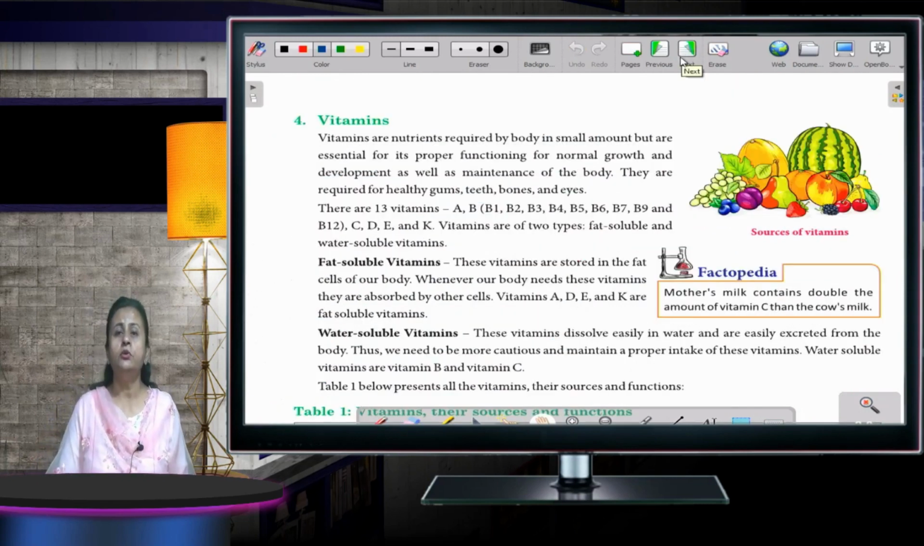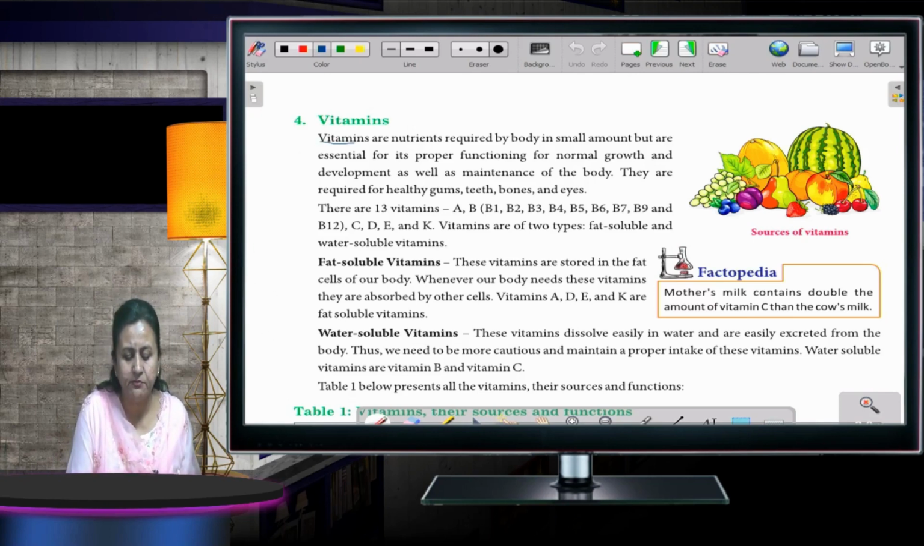Now the fourth is vitamins. I have told you about carbohydrates, proteins, fats, and the fourth one is vitamins. Now vitamins or vitamins, it can be pronounced either way. You can pronounce it in whichever way you want.